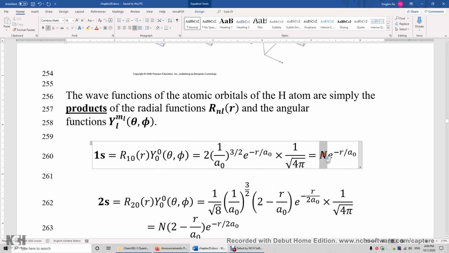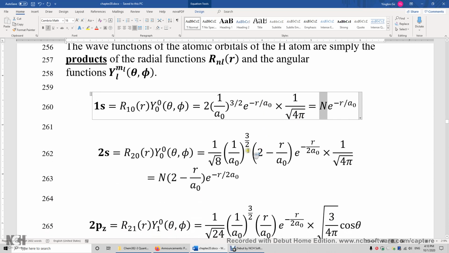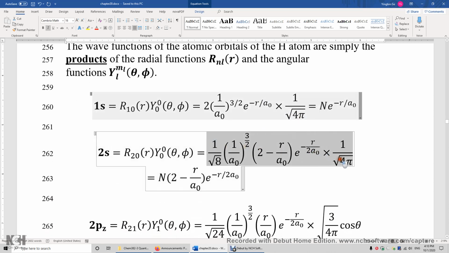Over here, I'm using n for normalization function, or normalization factor, because it gets really tedious. In this case, this uppercase n, this normalization function, is 2 times 1 over a naught to the power of 3 halves times 1 over the square root of 4 pi. This is really complicated. And over here, also, you have a normalization function. I'm just calling that n. Alright, this is for the 2s orbital.